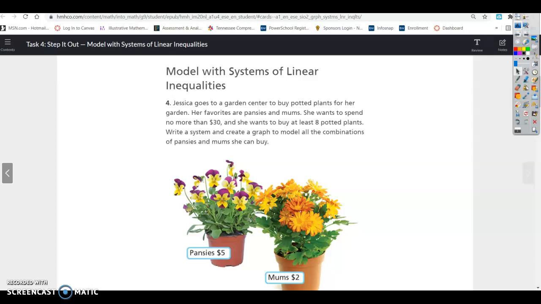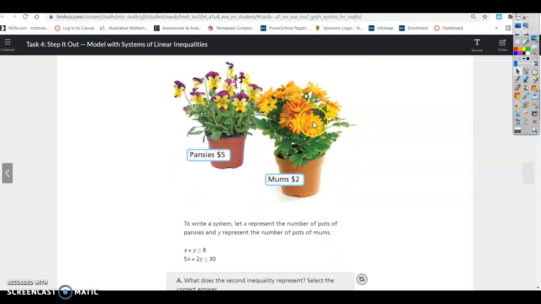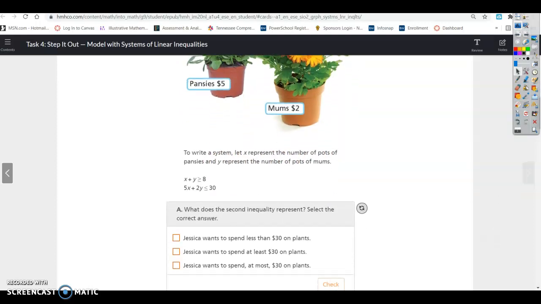All right, she wants to spend no more than $30. That means 30 is her max. And she wants to buy at least 8 plants. So this shows us that pansies cost $5 and mums cost $2. Write a system, let X represent the number of pansies and Y the number of mums. We've got X plus Y greater than or equal to 8 because she wants at least 8 plants. And then we've got $5 times the number of pansies plus $2 times the number of mums has to be less than or equal to $30 because she's going to spend at most $30.